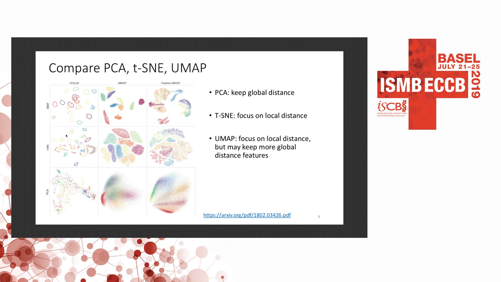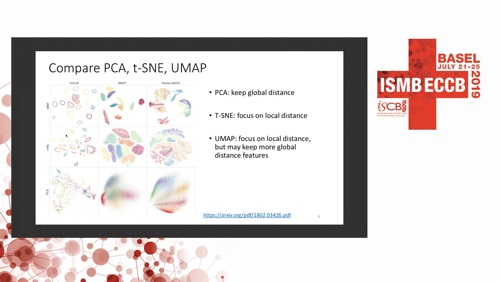And so I think they try to convey the message that because UMAP and t-SNE just keep local distance, you can see clusters of samples or data points or cells in the single-cell sequencing data better. But UMAP tries to also keep more global distance features. So you can see, for example, here, globally, it looks more similar to the PCA plot.